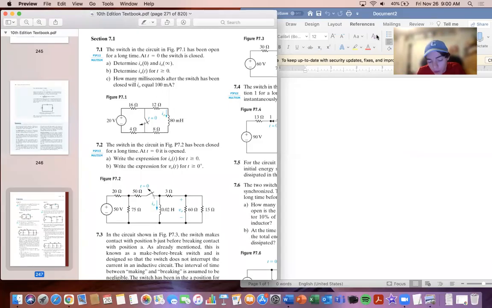Okay, we're going to review Dr. Ari's problems for inductors and capacitors. So I'm just going to start at chapter problem 7.1. And for this, I'll be annotating on the right-hand side. So let's look at this.